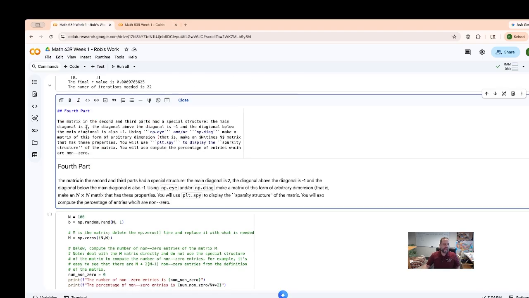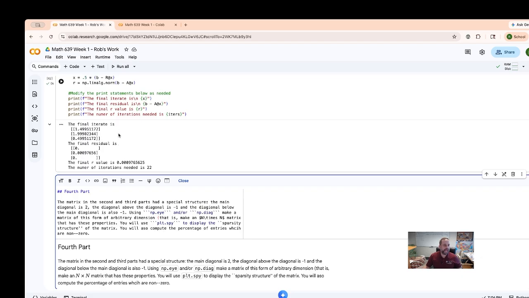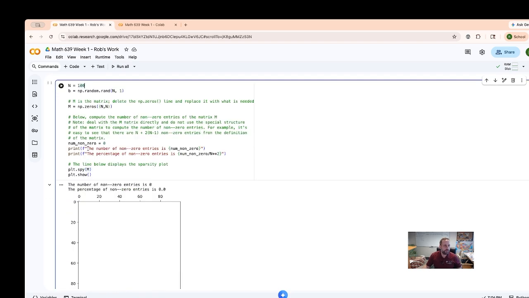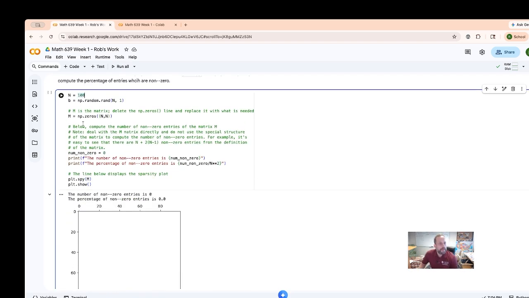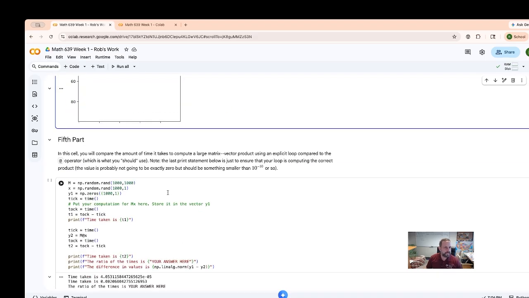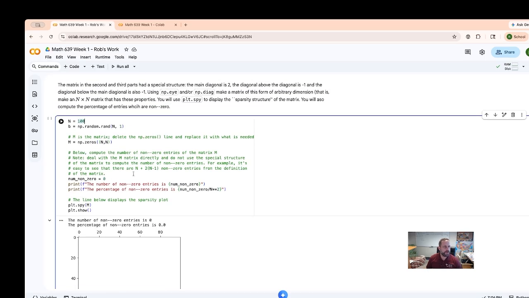So the main diagonal is 2, the diagonal above the diagonal is -1, the diagonal below the diagonal is -1. So using np.eye and/or np.diag, make a matrix of this form of arbitrary dimension. In other words, it's exactly what we did up there. So n is equal to 100. b is going to be a random vector of size n. I don't think we're going to use that for this. I think we're going to, well, oh no, we are. Sorry.